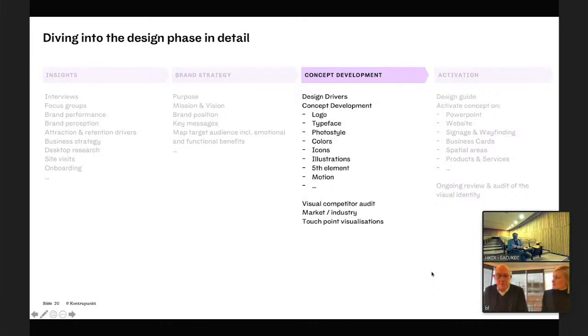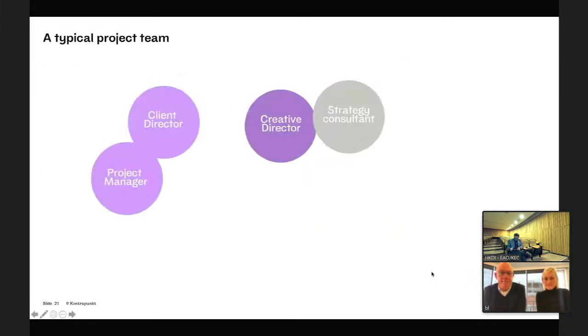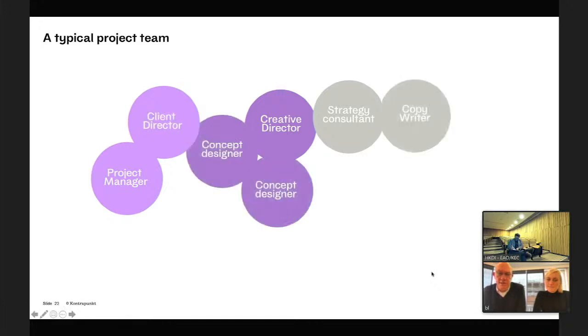And so we will focus here on the actual creative process in the design development phase. In Kontrapunkt, when we do these projects, we start to appoint a project team working with the client. The project team normally consists of a client director, a project manager, a creative director, and a brand strategy consultant. But later in the process, more people are added.